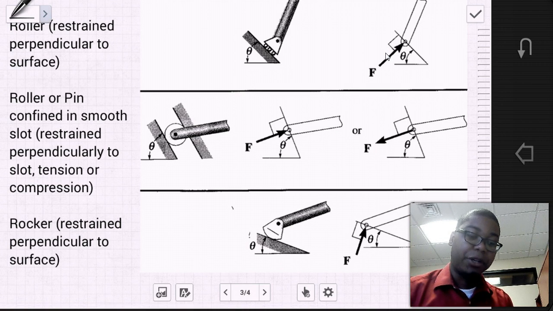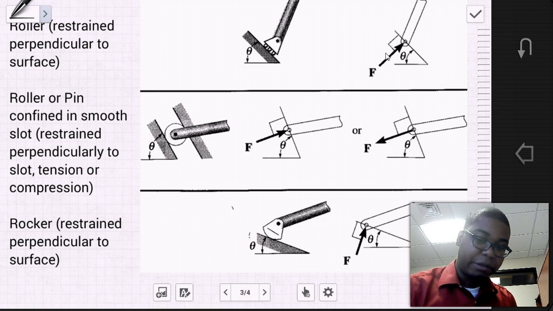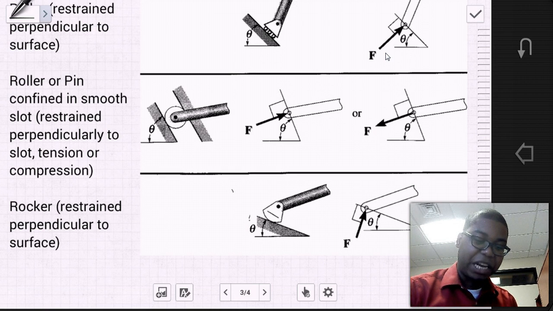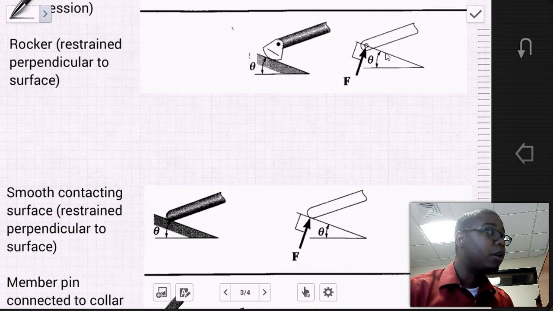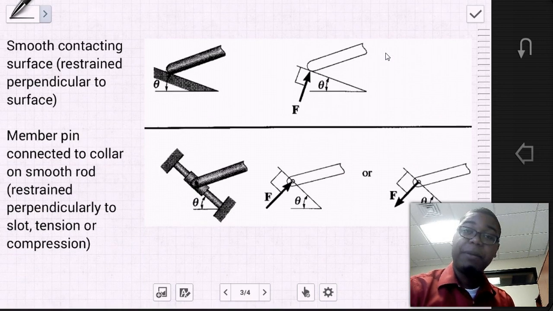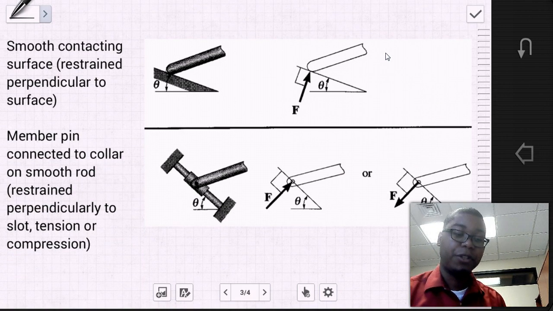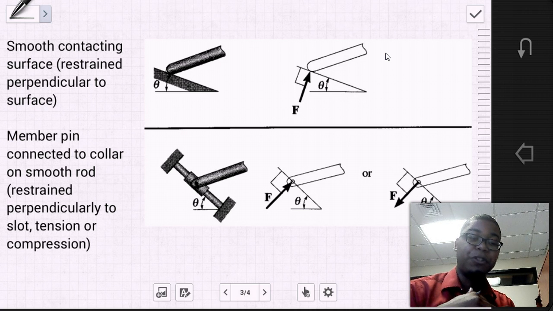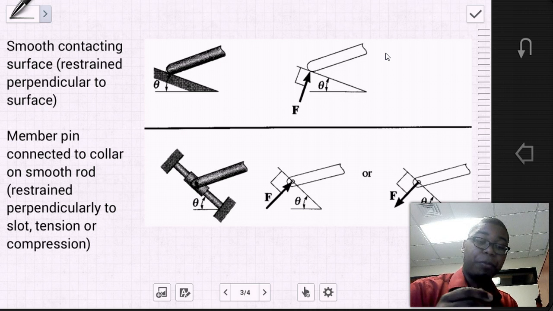Another example is a rocker, which is a different type of geometry. In this case, the body is restrained perpendicular to the surface. It supports compression, and so the force develops perpendicular to the surface. Another example is a smooth contacting surface, where the body is smoothly in contact with some surface. The body is restrained perpendicular to the surface. A force develops perpendicular to that surface under compression.